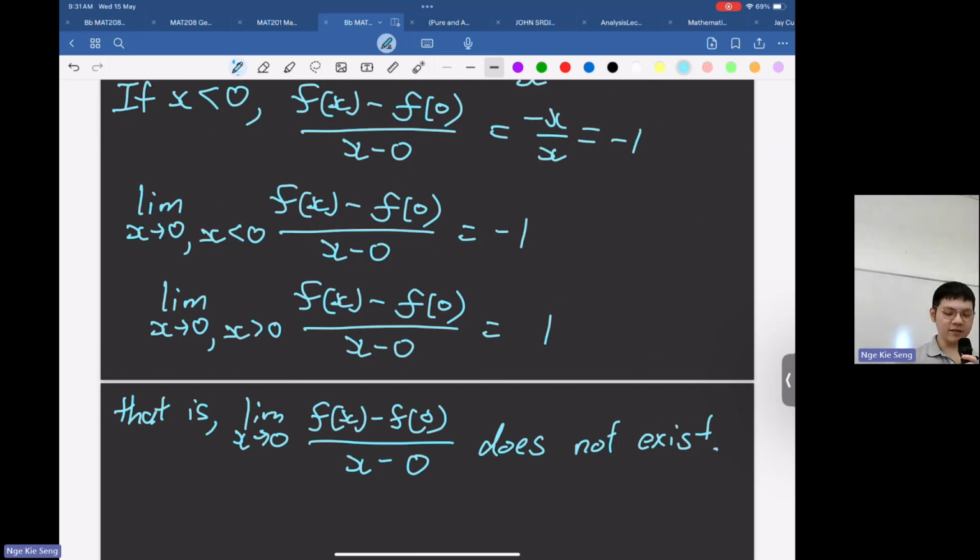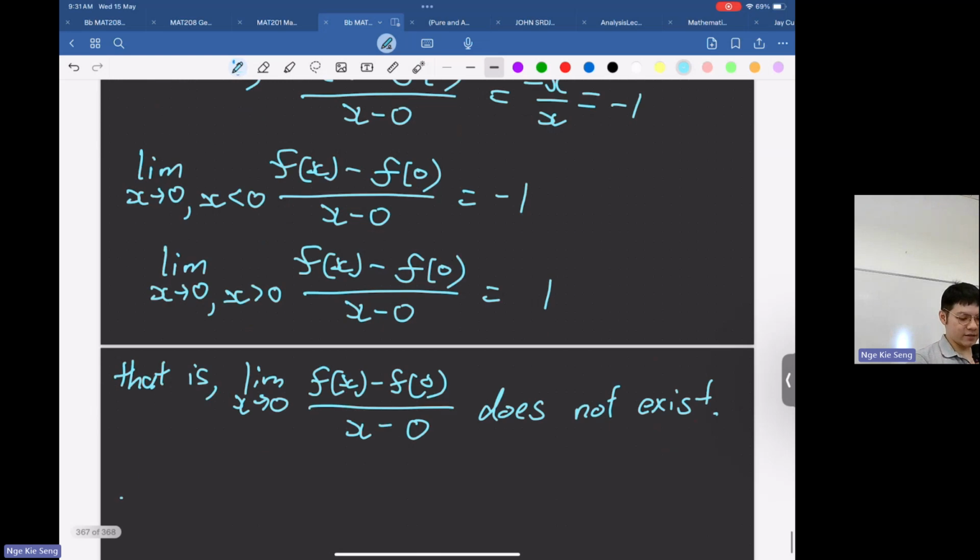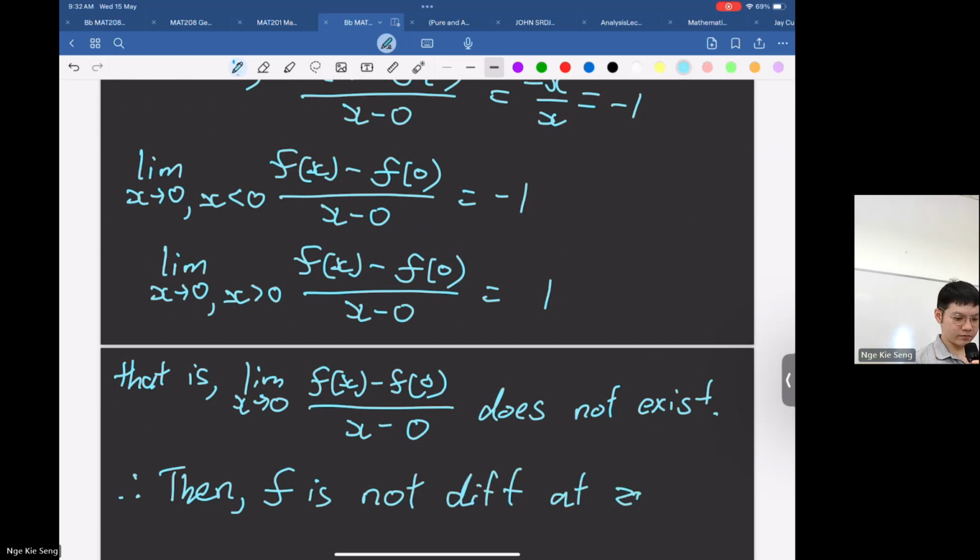So we can see that this doesn't exist. If this doesn't exist, then f is not differentiable at 0. Any question?